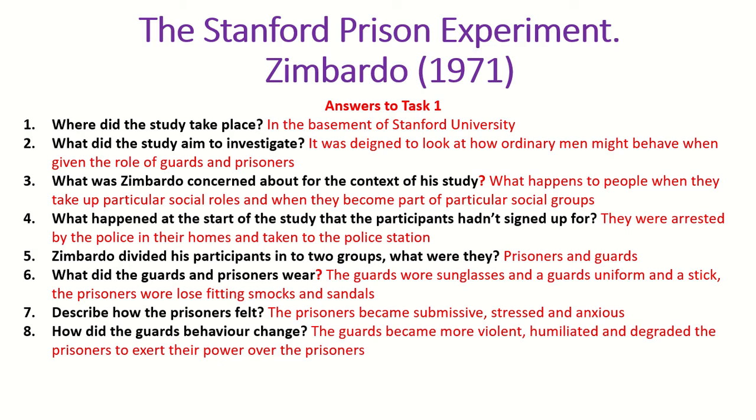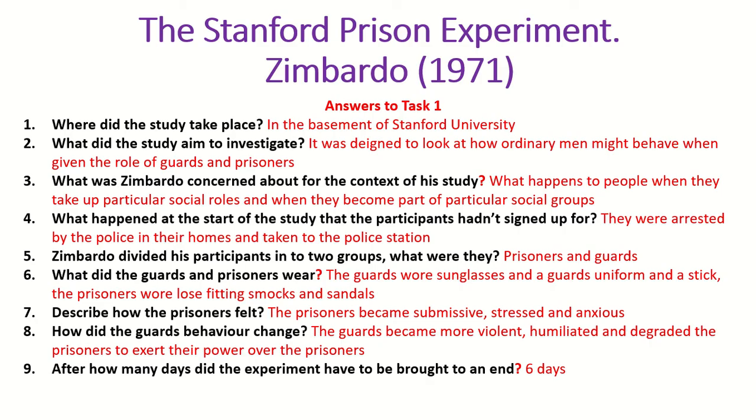How did the guards' behaviour change? So the guards became violent, they humiliated and degraded the prisoners to exert their power over the prisoners. They took on their role and they started to exert their power and authority onto the prisoners.